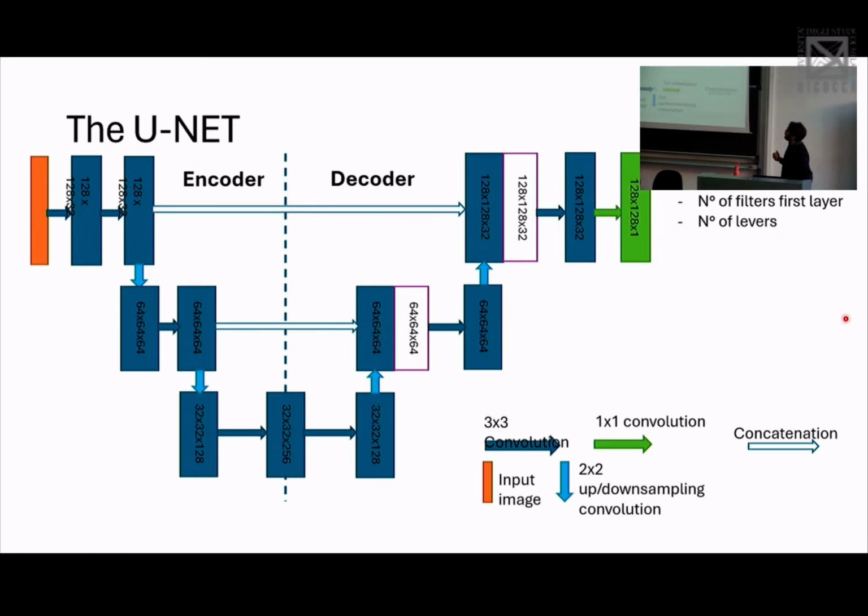So to define a UNet, you have the number of filters in the first layer, the number of levels. And in general, you double the number of filters that you have in every layer the more you downsample.